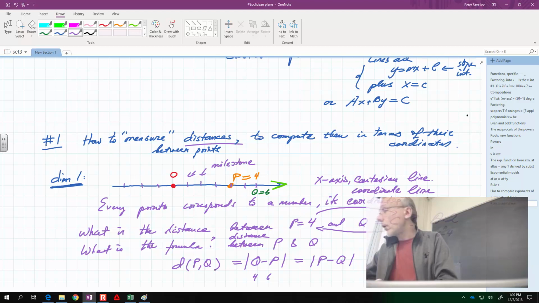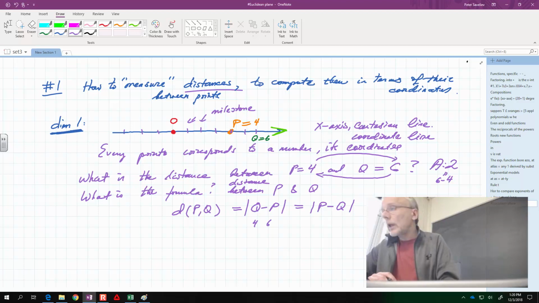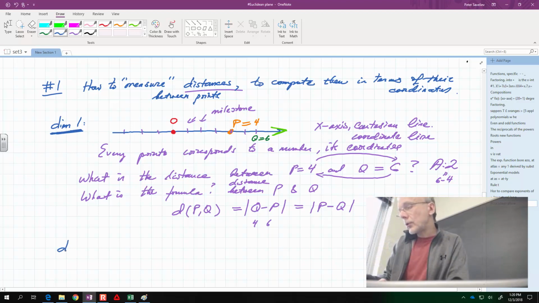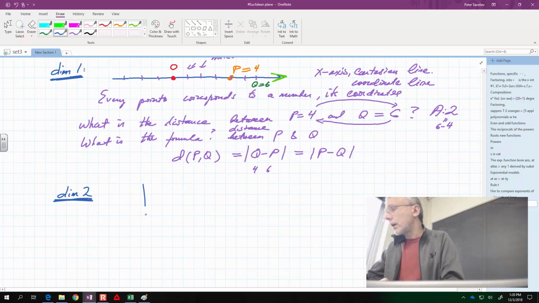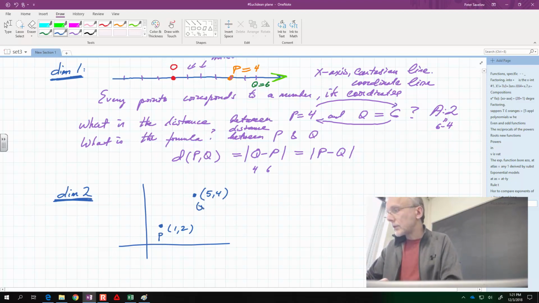Okay, so as long as you stay on the x-axis or you stay on the y-axis, you know how to compute the difference. You just subtract and you take the absolute value. When we move on to dimension 2, it becomes slightly more complicated, because this is where we are now. Say this point is (1, 2), and this point is (5, 4). So this is P, this is Q, and we need to know the distance.